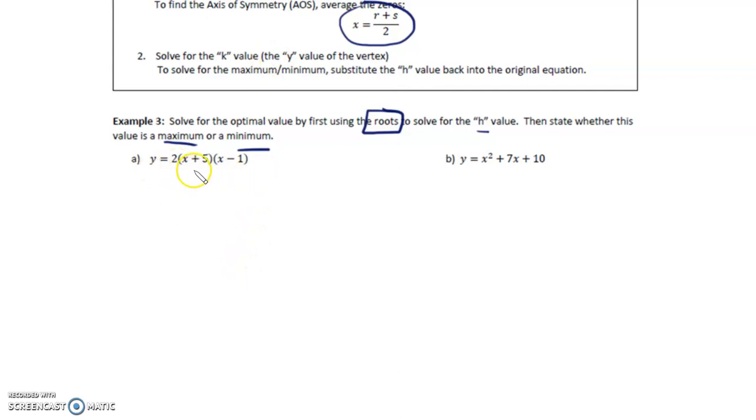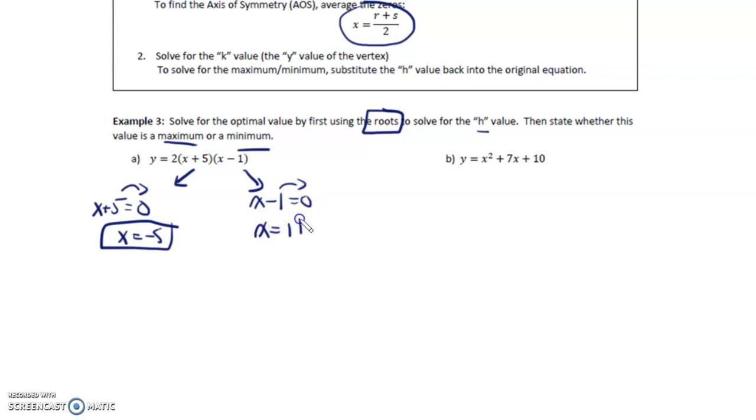Okay, so this is already factored. So we have x plus 5 equals 0, and we bring that over. x equals negative 5 is one of our factors. Then x minus 1 equals 0. Bring that over. x equals 1. Okay, so we take these two numbers and we average them out. So negative 5 plus 1 divided by 2. We get negative 4 divided by 2, so we get negative 2.